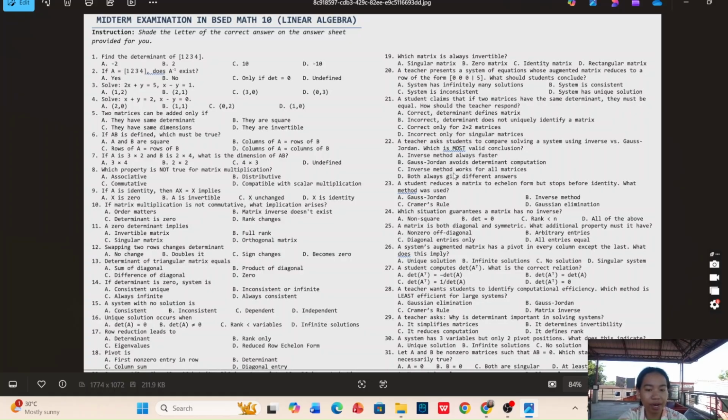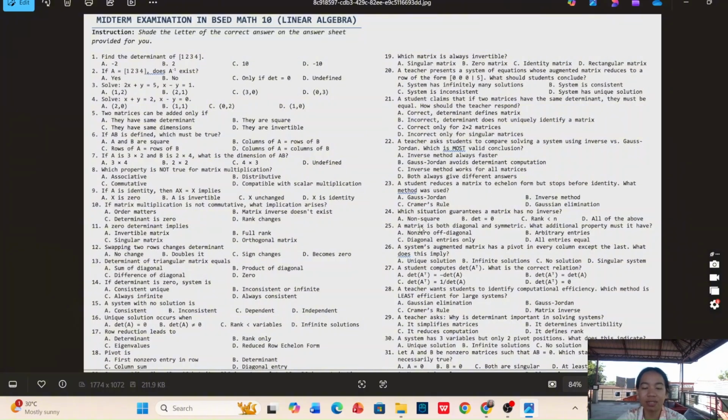Number 23. We are now in number 23. The question goes like this. A student reduces a matrix to echelon form but stops before identity. What method was used? Among these choices, the correct answer is letter D. This is because stopping at echelon form indicates Gaussian elimination, not full Gauss-Jordan. So the answer is letter D.